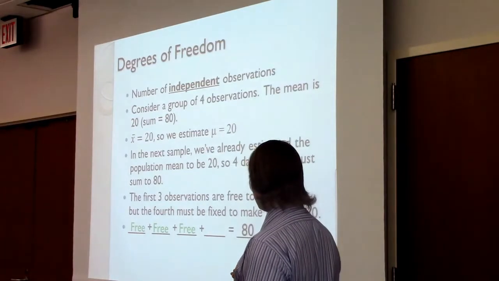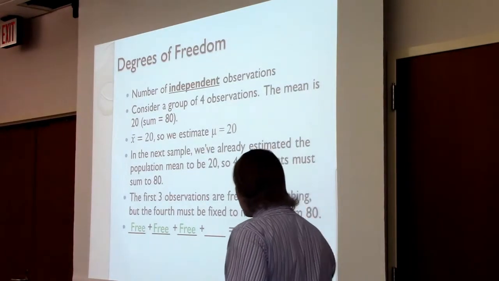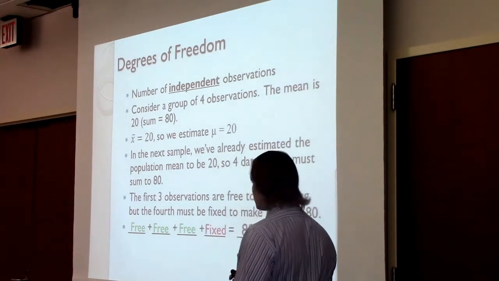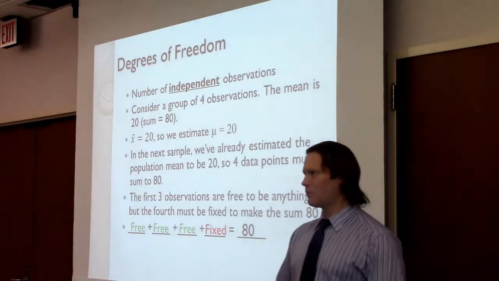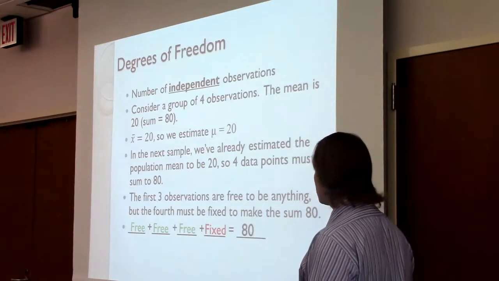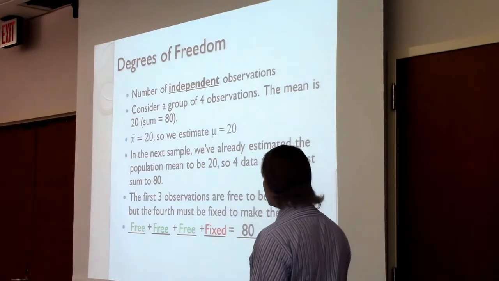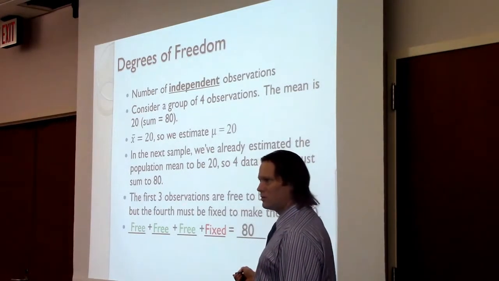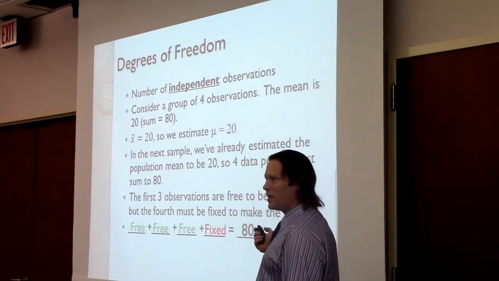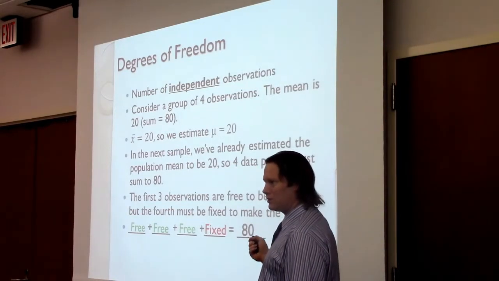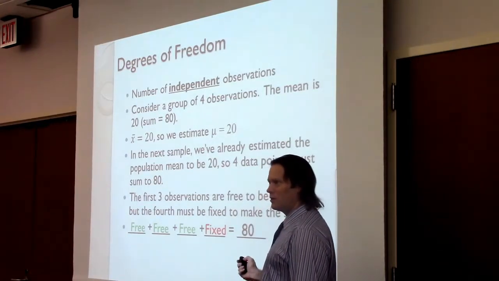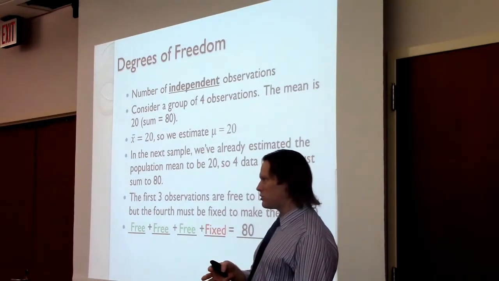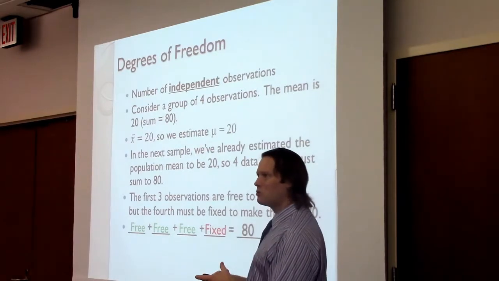I can make it anything, anything, anything. Then whatever that sum is, this last number has to be whatever will make it be 80. Okay? In other words, it is no longer an independent data point. Once I have estimated my population mean, I no longer have an independent data point at the end. It's dependent on whatever the other values are to get us back to that population mean.